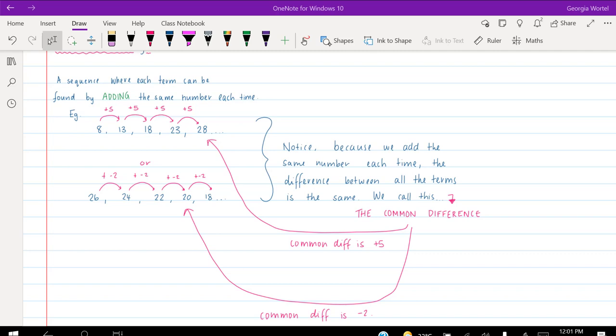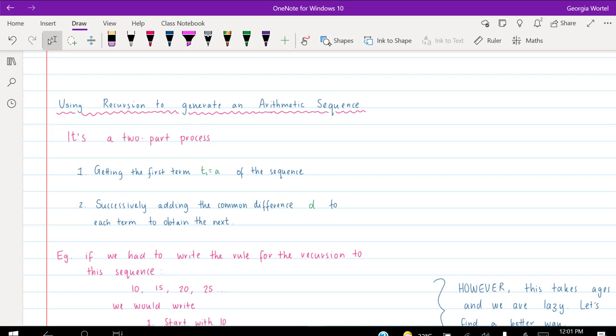And notice, because we add the same number each time, the difference between all the terms is the same. In the top example, there's a 5-unit difference between 8 and 13, and there's a 5-unit difference between 13 and 18. And so the difference, we call that the common difference, because it's the same each time. So that's one important thing you'd probably want to note down for arithmetic sequences, that they have a common difference.